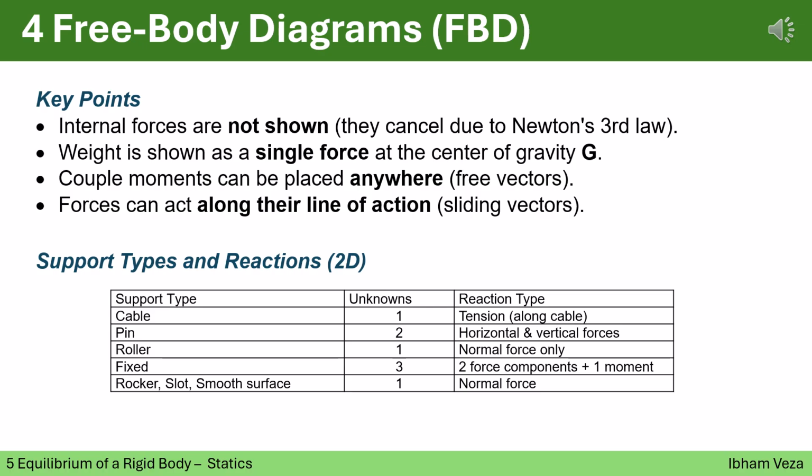Different support types produce different reactions. For example, a cable provides tension, a pin provides horizontal and vertical reactions, a roller provides one normal reaction, and a fixed support provides force reactions as well as a moment reaction.